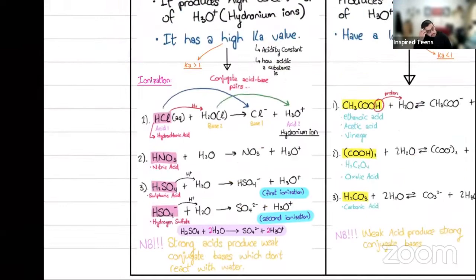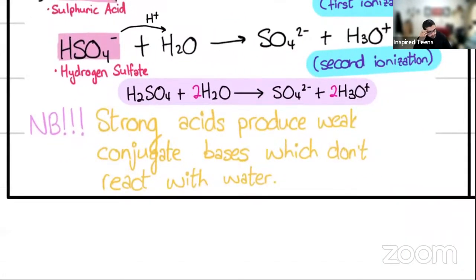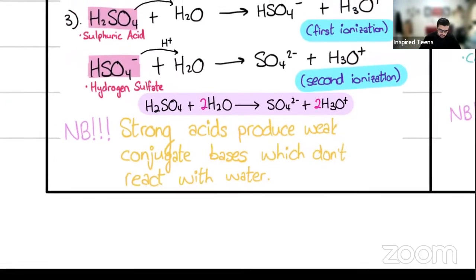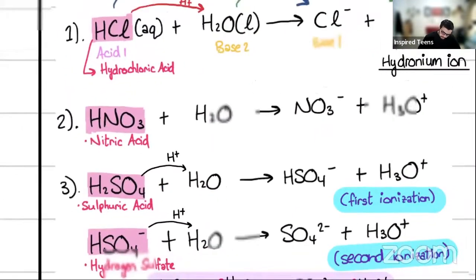Okay, cool. So let's have a look at this important statement. It says important, strong acids produce weak conjugate bases which don't react with water. Strong acids produce weak conjugate bases. The key thing here, which may not make sense to us right now, is that strong acids produce weak conjugate bases. So let's have a look at the first reaction.